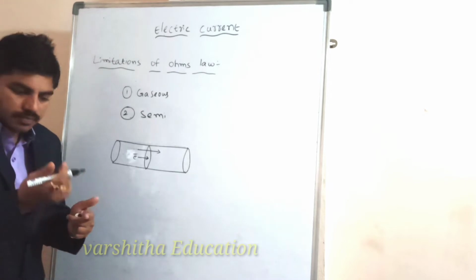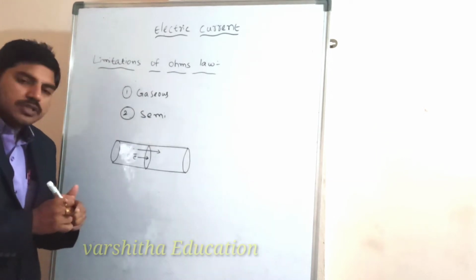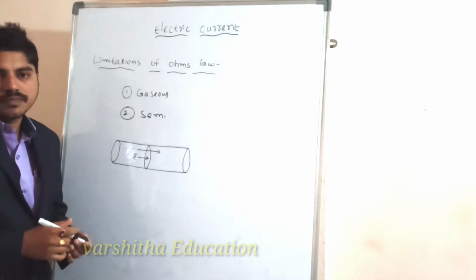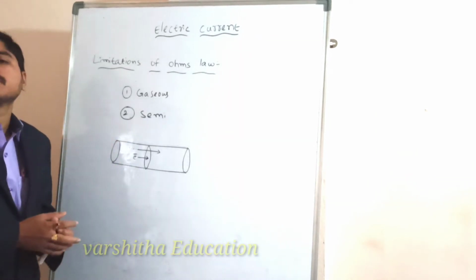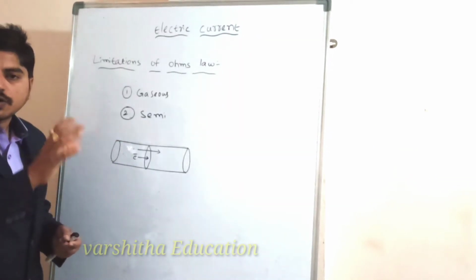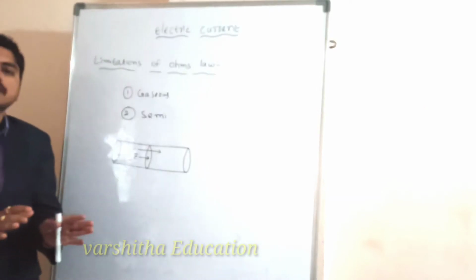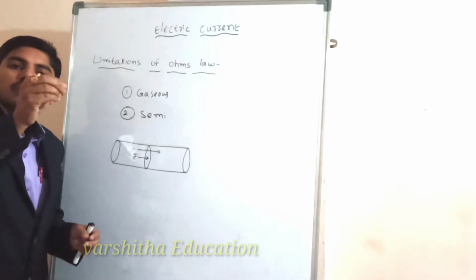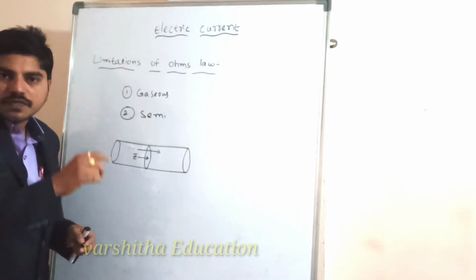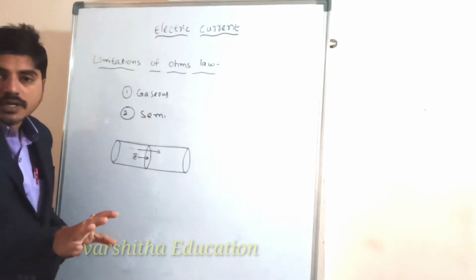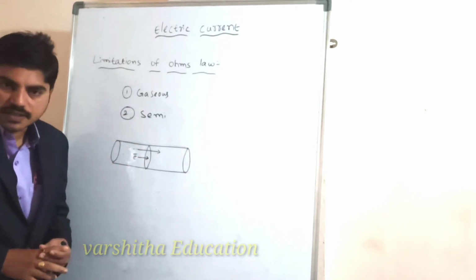For example, this conductor has some resistance, which controls the flow of charges, so it is called resistance. The material that contains that kind of resistance, where more resistance is applicable in a particular conductor, is called a resistor.